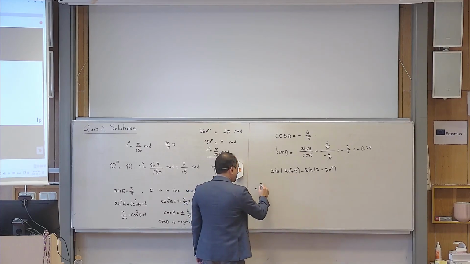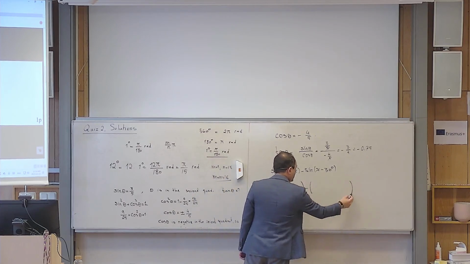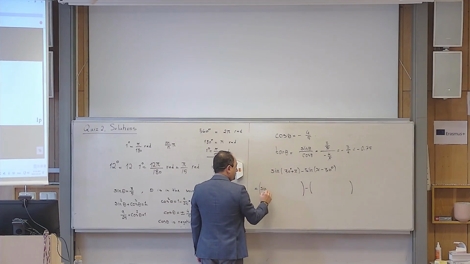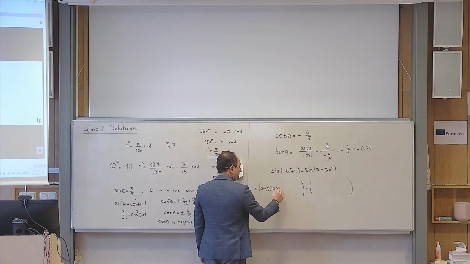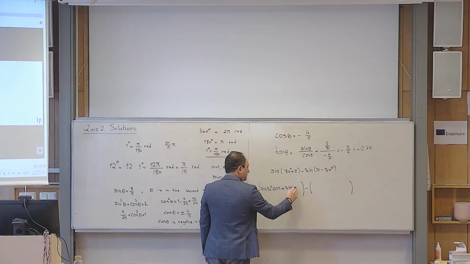It doesn't hurt if you do it patiently, because this is an exam, yes? So you open this up, it becomes sine of the first one. I have it in my memory, but you can use the formula sheet. Cosine of the second one plus sine of the second one, cosine of the first one.